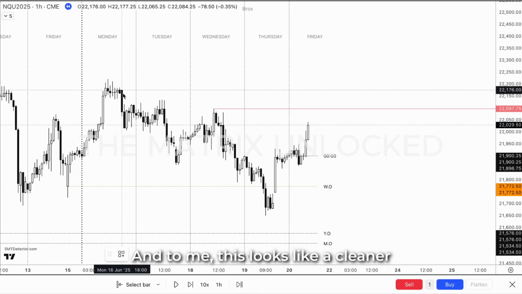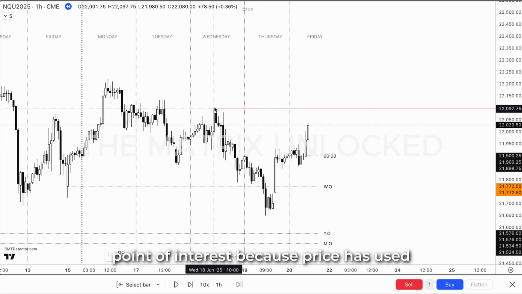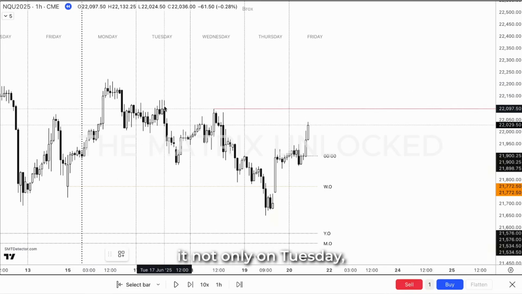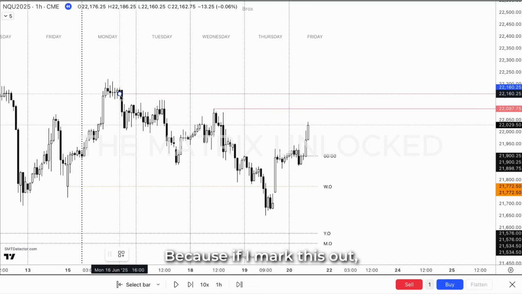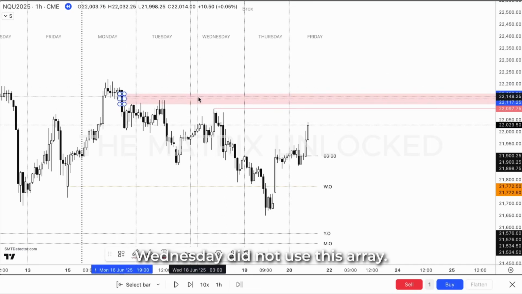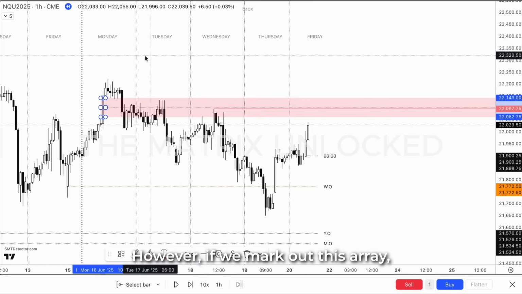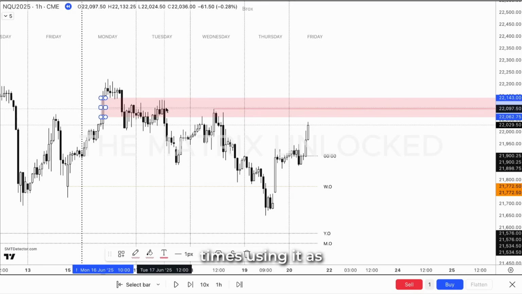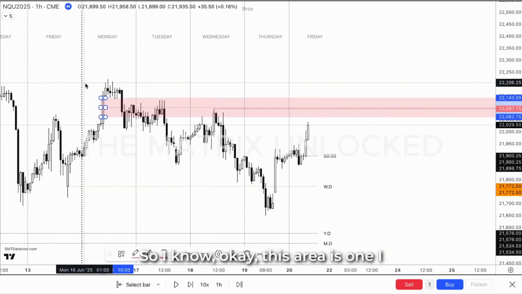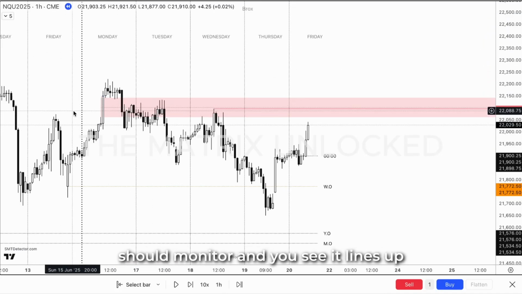And to me, this looks like a cleaner point of interest because price has used it not only on Tuesday, but also on Wednesday. Because if I mark this out, Wednesday did not use this array. However, if we mark out this array, you can see price has been in it multiple times, using it as resistance many times here. So I know, okay, this area is one I should monitor.